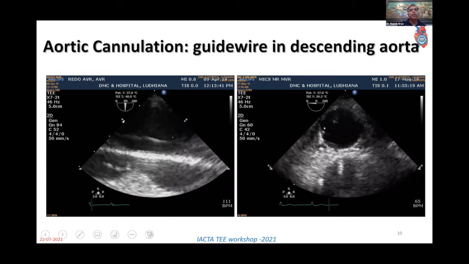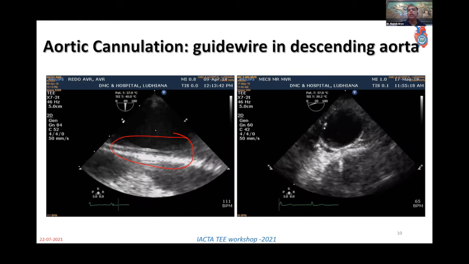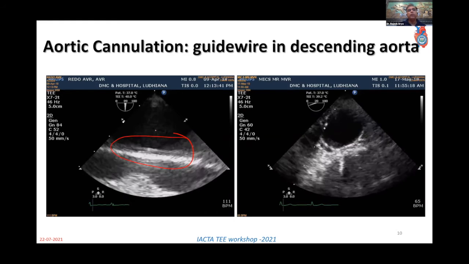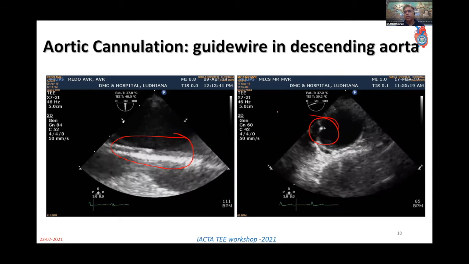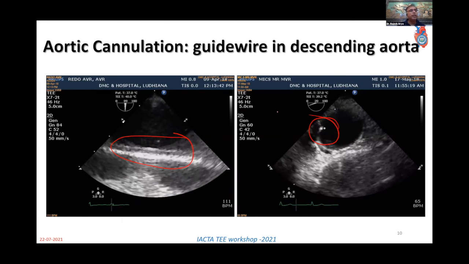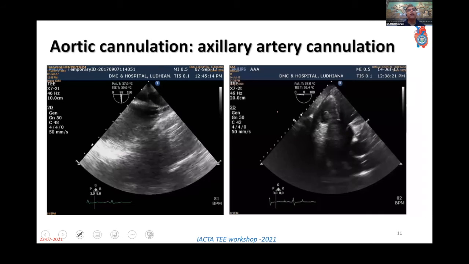Same way, if you see in this picture also, there is a guide wire seen inside the lumen, there is no dissection, and similarly in the short axis. So we must always try to look at things in the long axis and short axis.